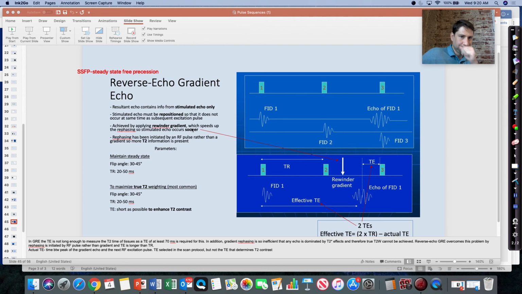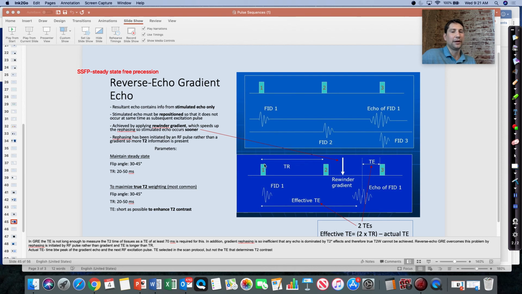Here, we are actually going to have the resultant echo only containing information from the stimulated echo. So we do not want information from our free induction decay. But due to the steady state, usually the echo occurs right over the free induction decay. So how do we separate the two? What they do is apply a rewinder gradient, which speeds up the rephasing of the stimulated echo.